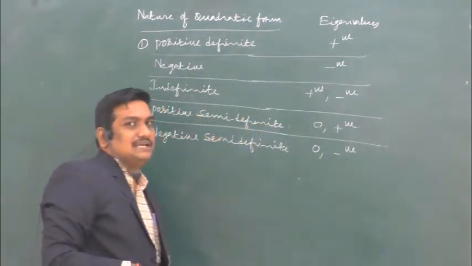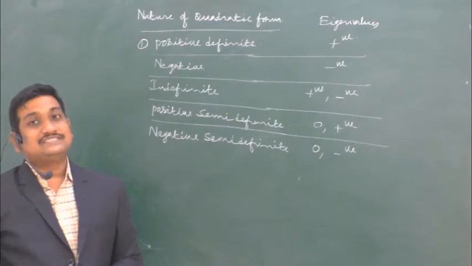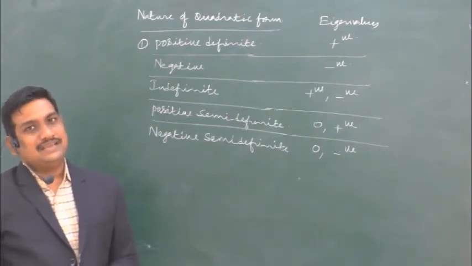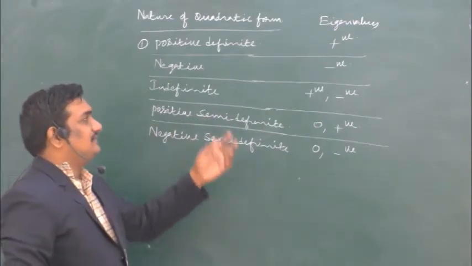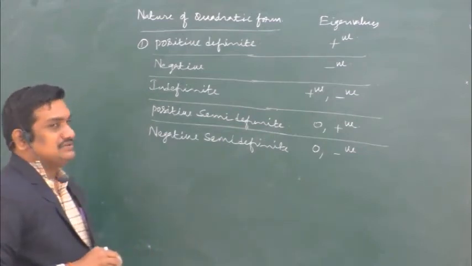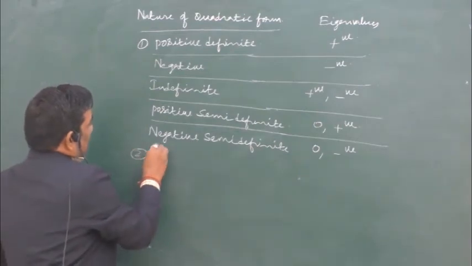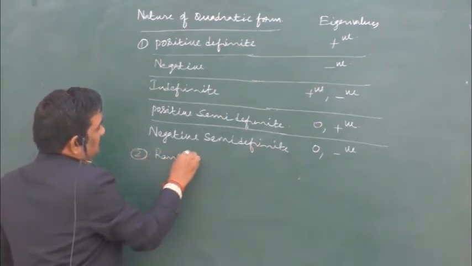Okay, totally 5 definitions. Suppose in one case one eigenvalue is 0, one eigenvalue is positive and one eigenvalue is negative, then it comes under indefinite. Okay, so it is about positive, negative, indefinite, positive semi and negative semi. Okay, then rank of quadratic form.